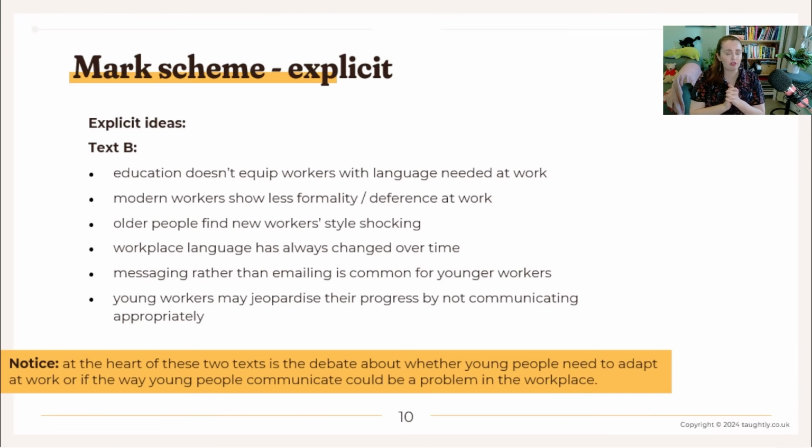Where I've seen students go really wrong is they just focus on formality in the workplace generally, but not on language, right? Remember, the topic is communication in the workplace. So is it a problem the way that young people communicate? Do they need to change the way that they communicate? How would you advise them to communicate? So keep communication at the centre of your topic.